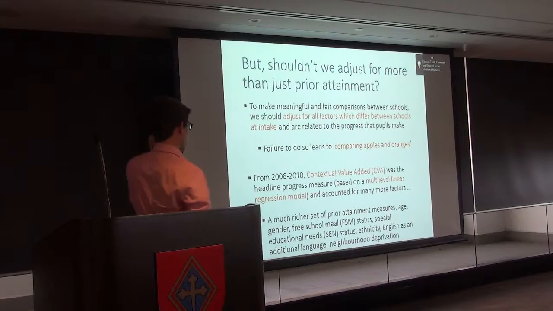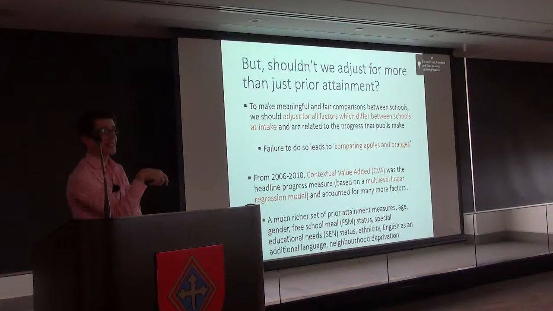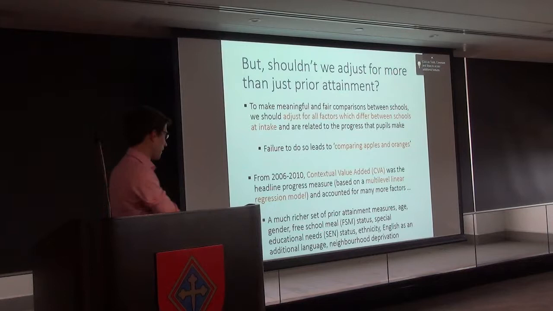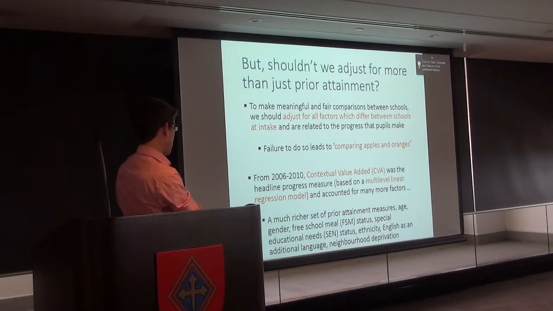So expected progress actually replaced contextual value added, which was a value added model which adjusted for all these things down here: the free school meal status, which is our proxy for social class, ethnicity, neighborhood deprivation, and so on.